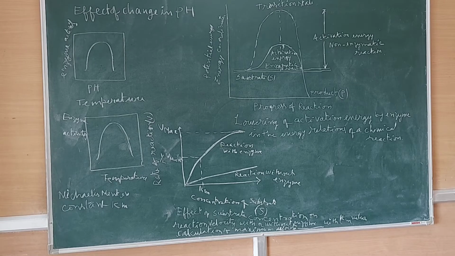Km or Michaelis-Menten constant generally lies between 10 to the power of minus 1 to 10 to the power of minus 6 M. Km indicates the affinity of the enzyme for its substrate. A high Km indicates low affinity, while a low Km shows a strong affinity.